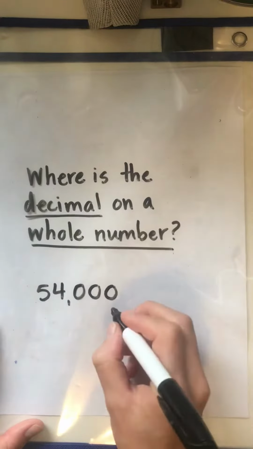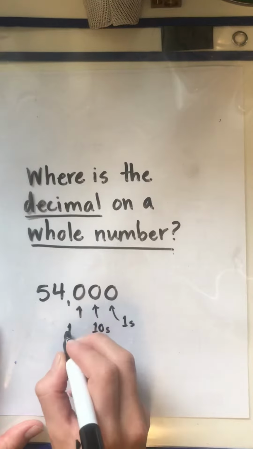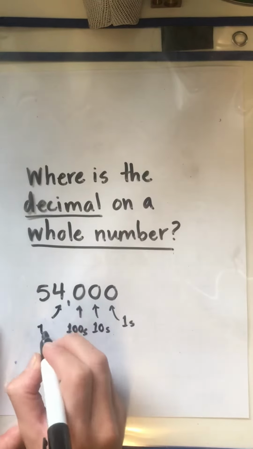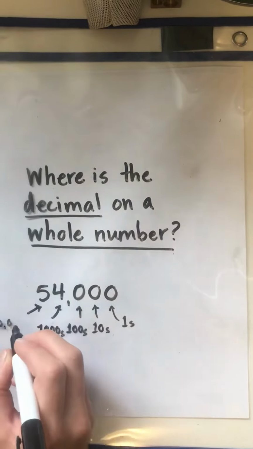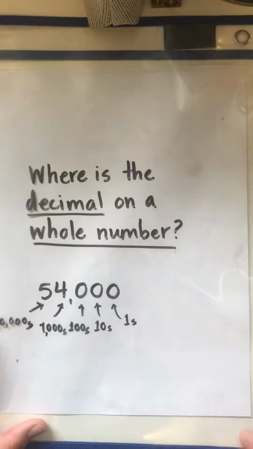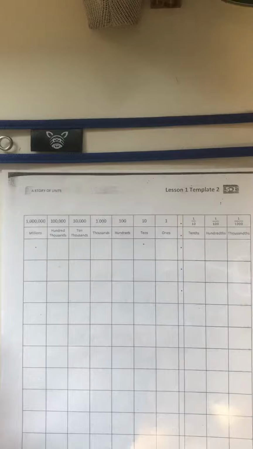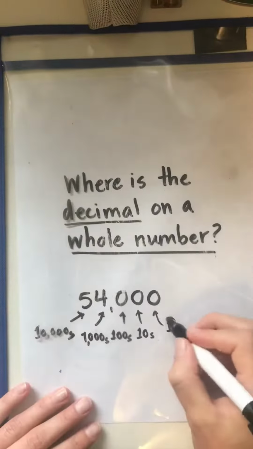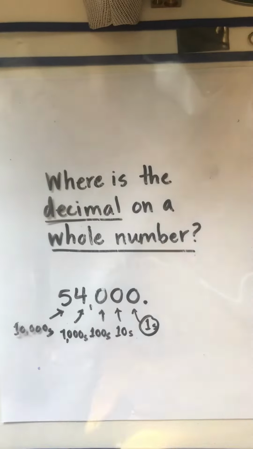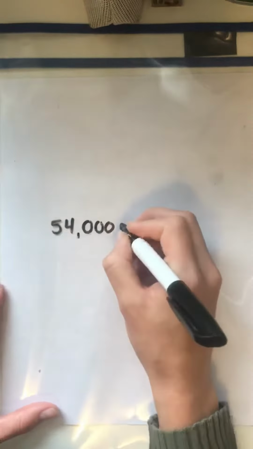If I label each of the place values on this, I've got the ones place, the tens place, the hundreds place, thousands place, and then the 10,000s place. By looking at my place value chart, I know that the decimal comes after the whole number, comes after our ones place. So if I look to my ones place, I know that the last number on my whole number is going to be where the decimal is. So on 54,000, it goes after the last zero that's in the ones place.